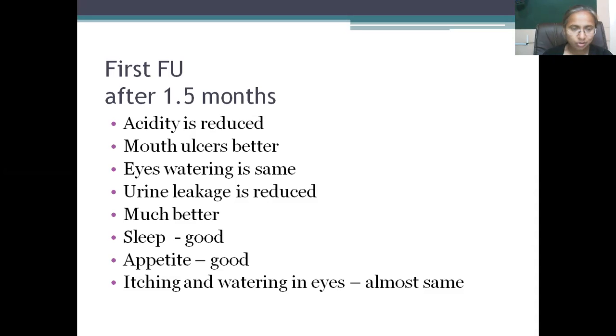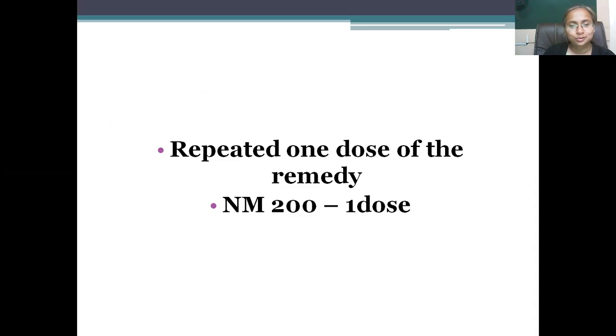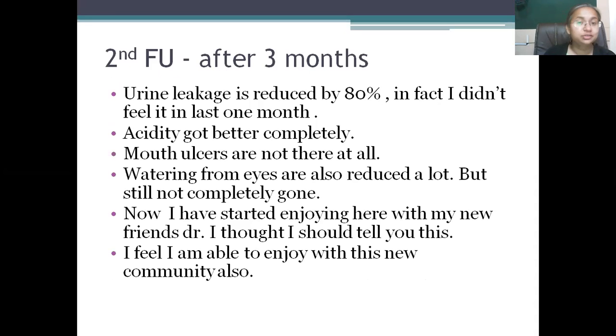Urine leakage reduced a lot. She was much better overall. Her sleep and appetite were good, but the itching and watering of the eyes were actually the same when I got this follow-up. So I gave another dose of Natrum mur to her, and she came to me after 3 months, and urine leakage was reduced by 80%, which was there for 25 years. And this was really amazing for her. In fact, she said, I didn't feel it in the last 1 month at all. So in the last 3 months, she had only 2 episodes of leakage of urine.